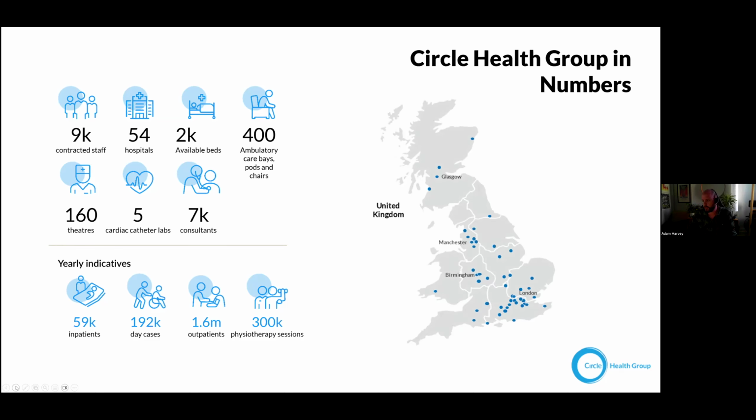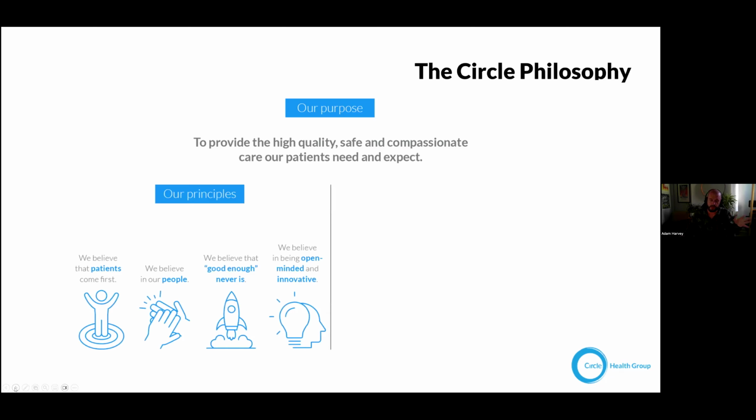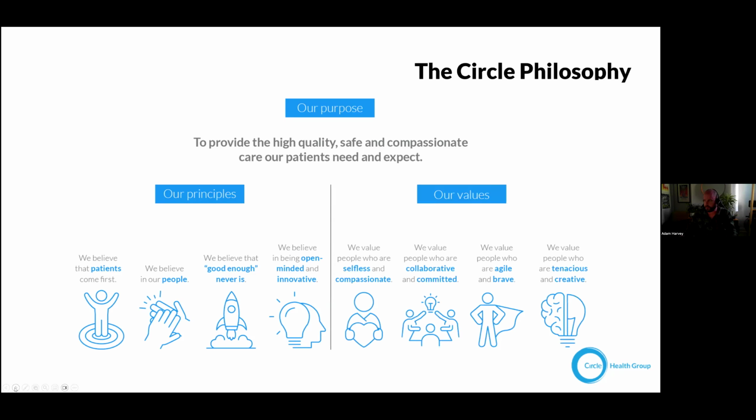And when you join Circle, you're told a lot about the Circle philosophy, which is our purpose of providing high quality, safe, compassionate care for patients, or for what they need and expect as patients. And then that splits down into principles. And you can see we believe in our people as one of the core principles, and that's very much where our team and the wider people development team come in and help with that internally within the company. And then we have values of being selfless and compassionate, collaborative and committed, agile and brave, and tenacious and creative.